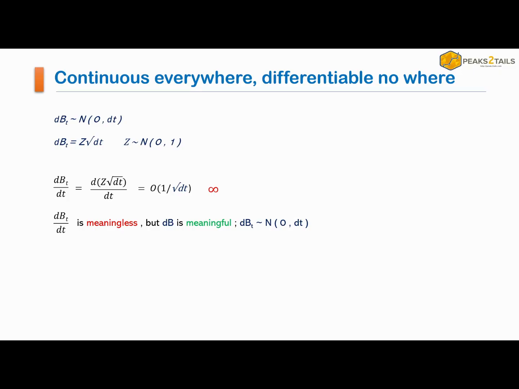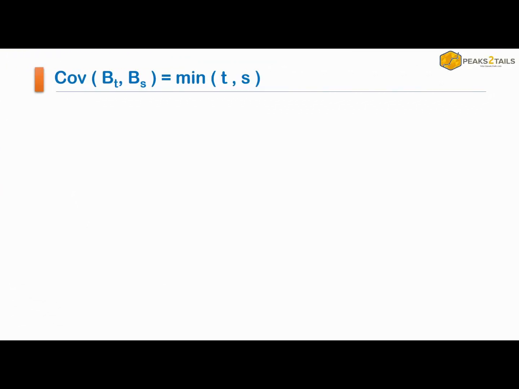So let's look at the next property. The next property is that the covariance between Bt and Bs is the minimum of t and s. So let's assume that s is less than t without loss of generality. Covariance between Bs and Bt can be written as covariance between Bs and Bt written in this fashion, which is Bs plus the increment from s to t. So the increment is Bt minus Bs.